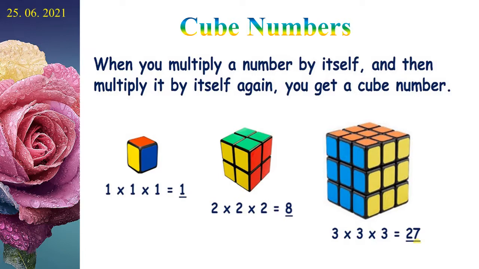Here, 1, 8 and 27 are the cube numbers. We see that the cube of an even number is an even number. The cube of an odd number is an odd number.